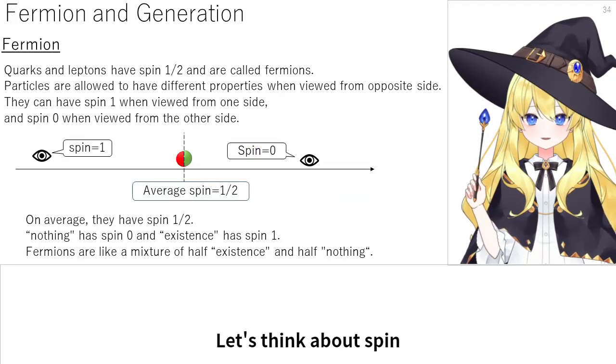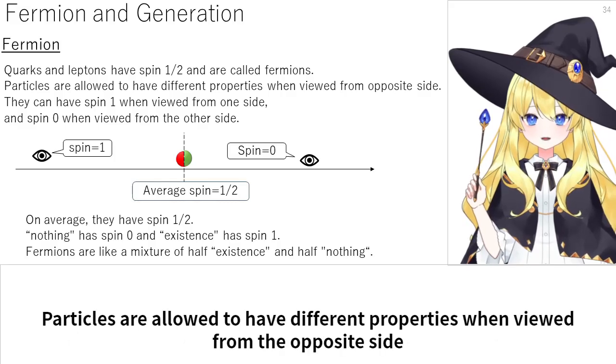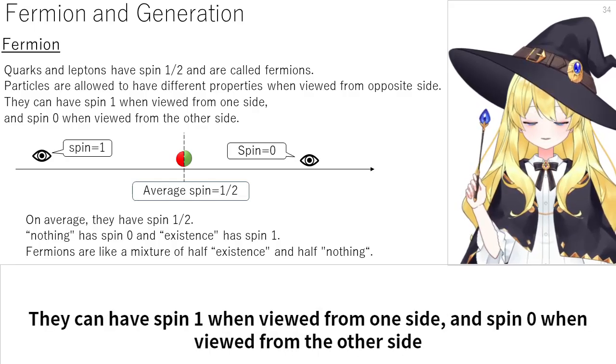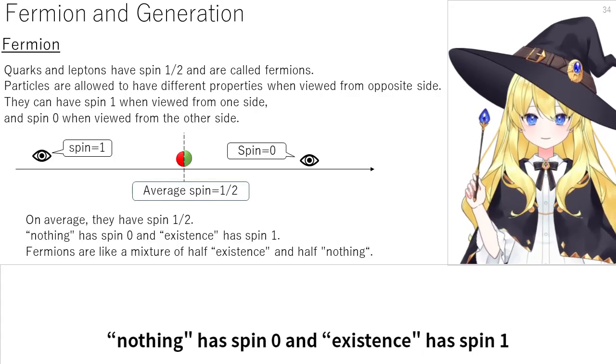Let's think about spin. Quarks and leptons have spin 1/2 and are called fermions. Particles are allowed to have different properties when viewed from the opposite side. They can have spin 1 when viewed from one side, and spin 0 when viewed from the other side. On average, they have spin 1/2.